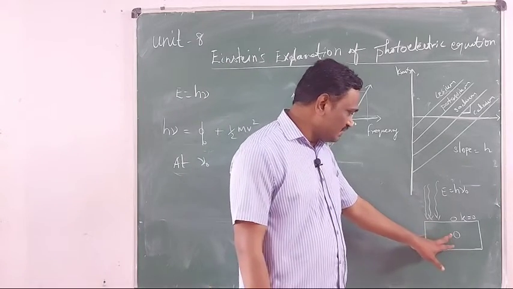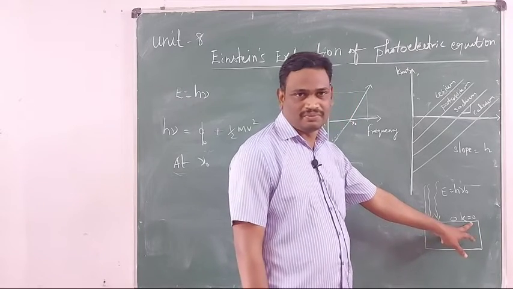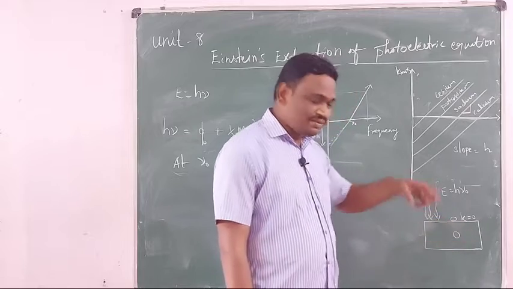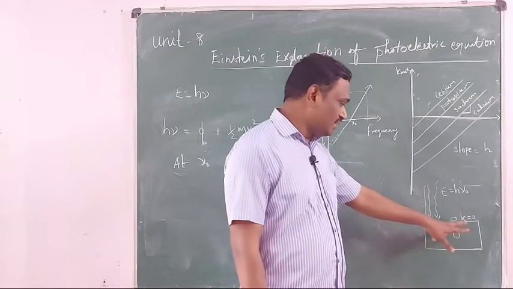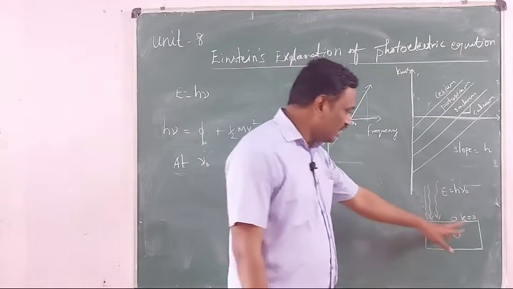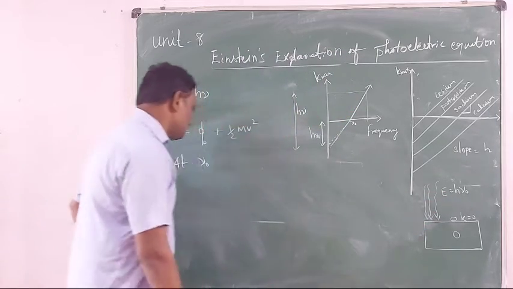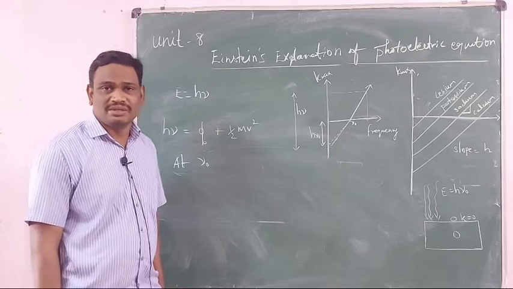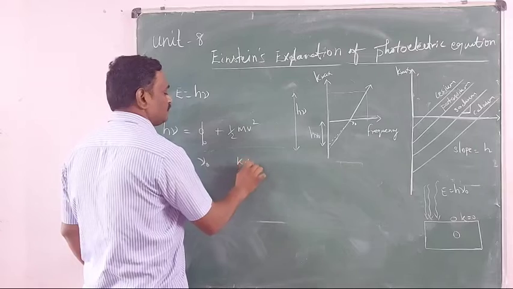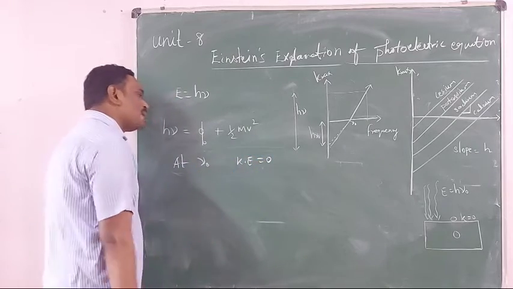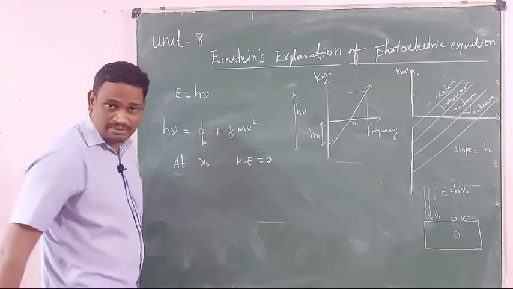See, at threshold frequency electrons are just ejected, but the kinetic energy of the electron is 0. At threshold frequency, when the radiation falls on a photosensitive material, electrons are ejected, but they will not reach the anode because the kinetic energy of the electron is 0. It is just ejected at threshold frequency. So, the kinetic energy of the electron is equal to 0 at threshold frequency. So, the velocity of the electron will become 0, so the half m v square value will become 0.